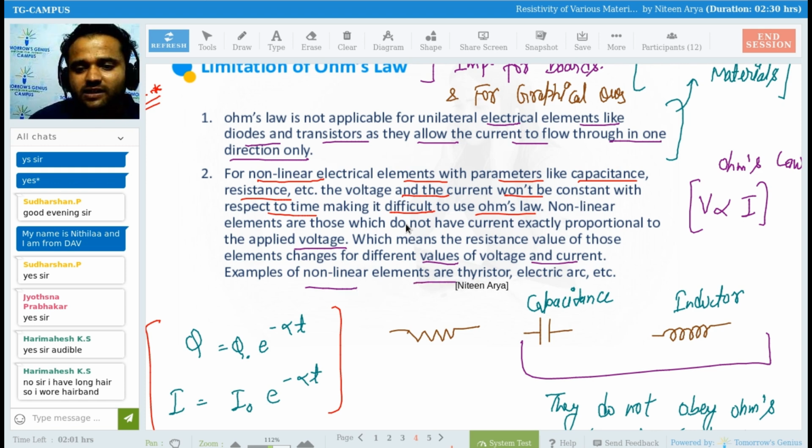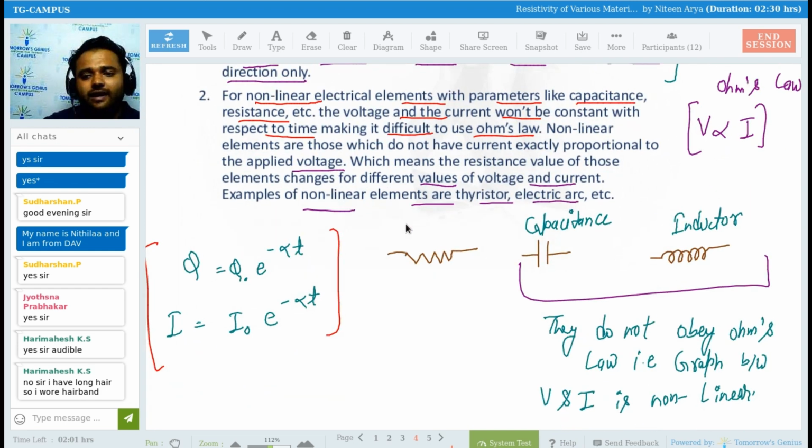Examples of non-linear elements are thyristor, electrical arc, etc. Capacitor, inductor also. And the circuits made up of them, like RC circuit, LR circuit, LC circuit, and so on. They are separate, but they can be combined, either three of them or two of them in a combination. Is this clear?